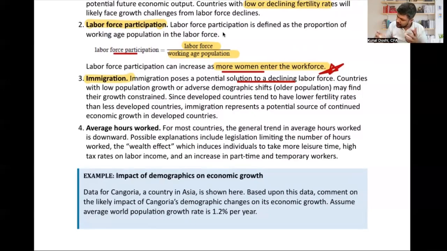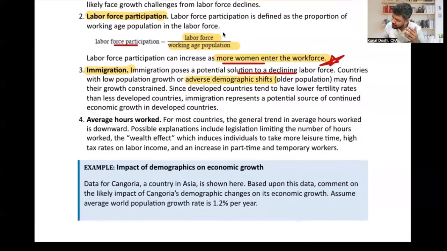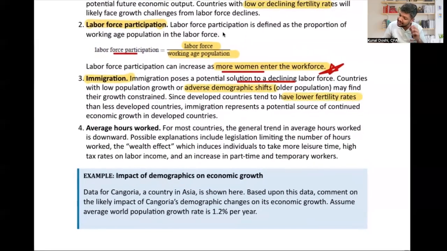Now, about immigration, yes, as we mentioned, immigration will be an advantage for countries who are having a decline in the population, right? Since developed countries have a lower fertility rate than less developed countries, immigration represents a potential source or a solution for the developed countries. But the negative outcome of immigration is that many countries believe that immigrants will take away the jobs of the locals, and that's not feasible. So this might be economically very sound, but politically it is creating repercussions throughout the world. Okay.